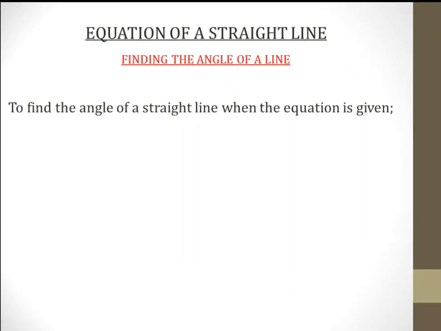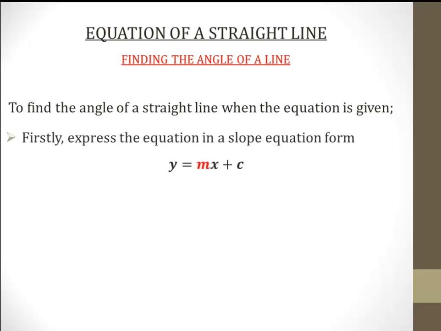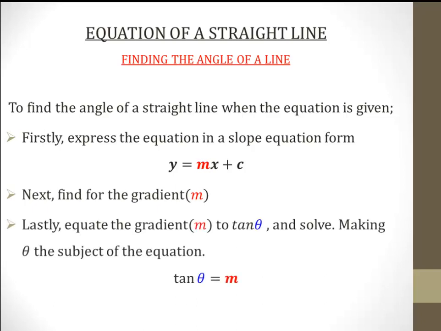To find the angle between a straight line and the positive x-axis, there are 3 steps we follow. Firstly, express the equation in the slope equation form. That is, y equal to mx plus c. The next is to find the gradient of the straight line. Then lastly, equate the gradient m to tan theta and solve, making theta the subject of the equation. That is tan theta equal to m.